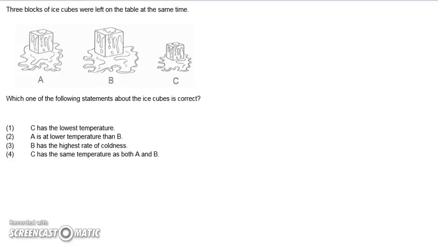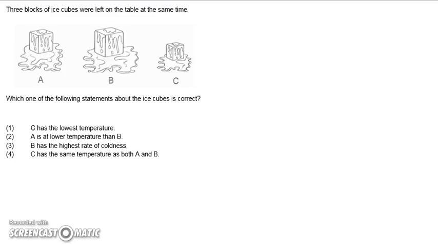Okay, three blocks of ice cubes were left on the table at the same time. So A, B, and C. The only difference I'm able to observe are their sizes. Now, which one of the following statements about the ice cubes is correct? So C has the lowest temperature.